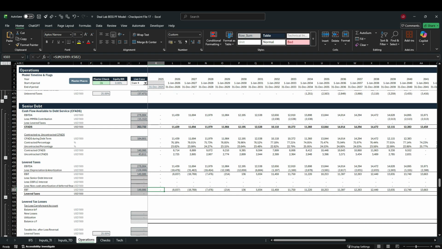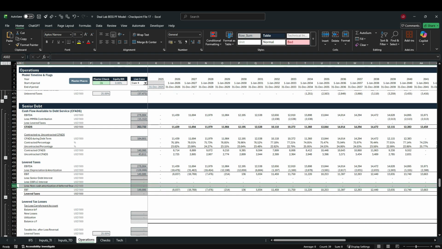And just to reiterate on this line item right here, upfront fees on the financing are usually paid at financial close. But from an accounting and tax perspective, they're often treated as a non-cash amortization over the financing tenor. Essentially, solely for determining taxable income, we spread that cost across the debt life rather than expensing it all in year one.